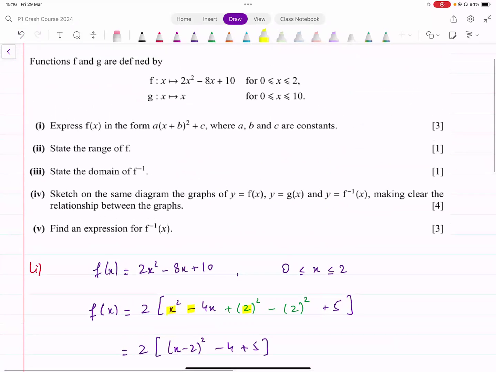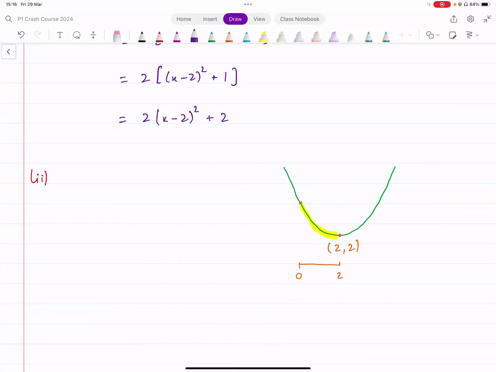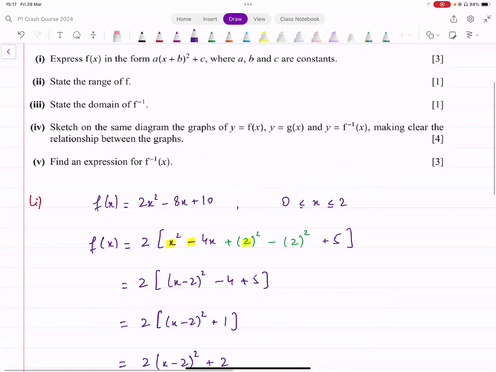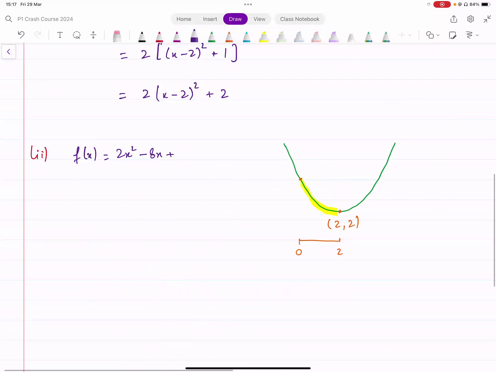And now what the function is, let me write that down here. The function was 2x squared minus 8x plus 10. Now we need to figure out what the value of this function is when x equals 0. What's f of 0? Let's figure that out. If you were to input 0 inside this, the y value would turn out to be 10. So when x is equal to 0, the y value is 10.